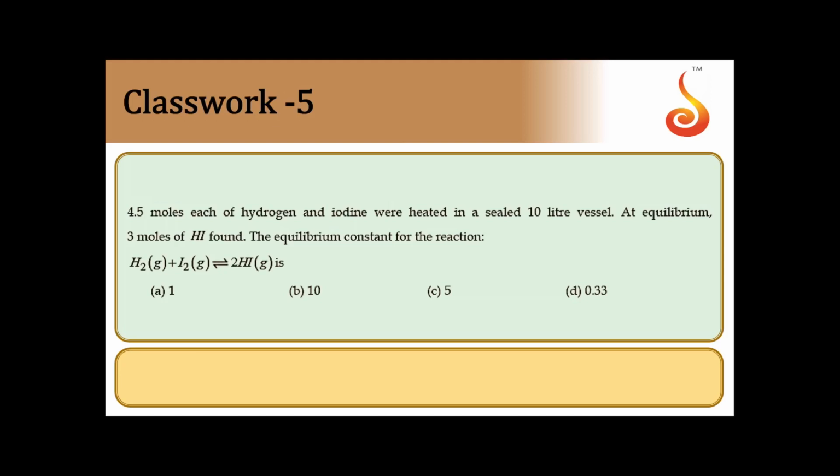4.5 moles each of hydrogen and iodine were heated in a 10 liter vessel. At equilibrium, 3 moles of HI are formed. The equilibrium constant for the reaction is: 4.5 moles of hydrogen and iodine are heated in a sealed vessel of 10 liters capacity. At equilibrium, 3 moles of HI have been formed. What is the equilibrium constant?